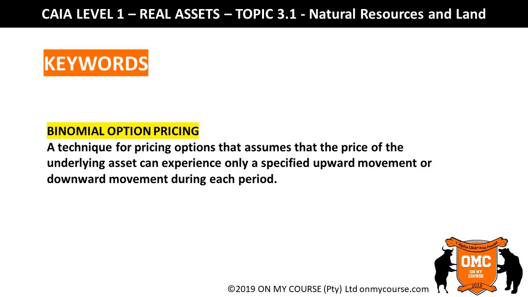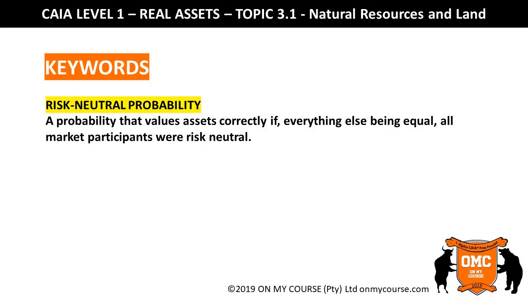Another key word to remember, binomial option pricing. This is a technique for pricing options that assumes that the price of the underlying asset can experience only a specified upward movement or downward movement during each period. Only two options. A keyword definition that you should also know is risk-neutral probability. And this means a probability that values assets correctly if, everything else being equal, all market participants were risk-neutral.